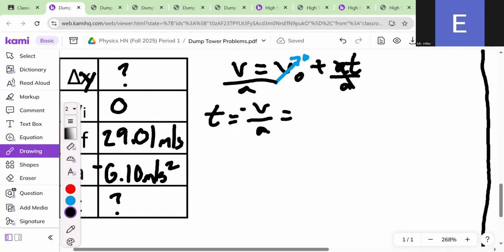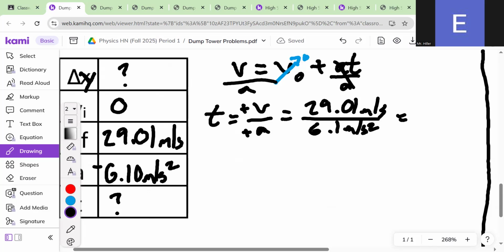Now, the velocity technically would be negative, just like the a would be negative because they're both downward, but you'll notice the negatives cancel anyway. So at the end of the day, it doesn't matter. 29.01 meters per second over 6.1 meters per second squared. Go ahead and take a moment to put that in your calculator. Okay, I'm getting a time of about 4.76 seconds.